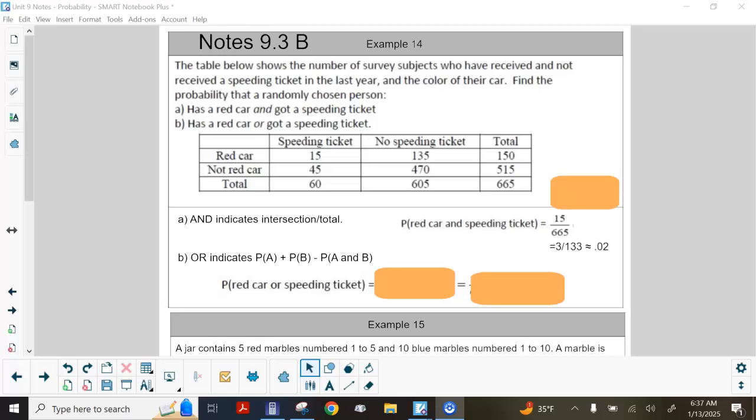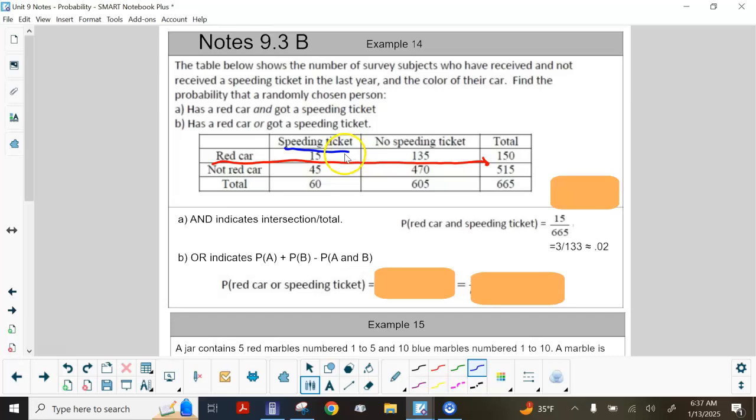being asked. On letter A, if you're looking at the first example, this is that red car, not red car, speeding ticket, no speeding ticket. I want to make sure you're seeing where these are indicated. So on the table where it says and, make sure you see the two lines that intersect with red car. So go to red car, draw yourself your arrows like we did before. Notice the total for red car is 150.